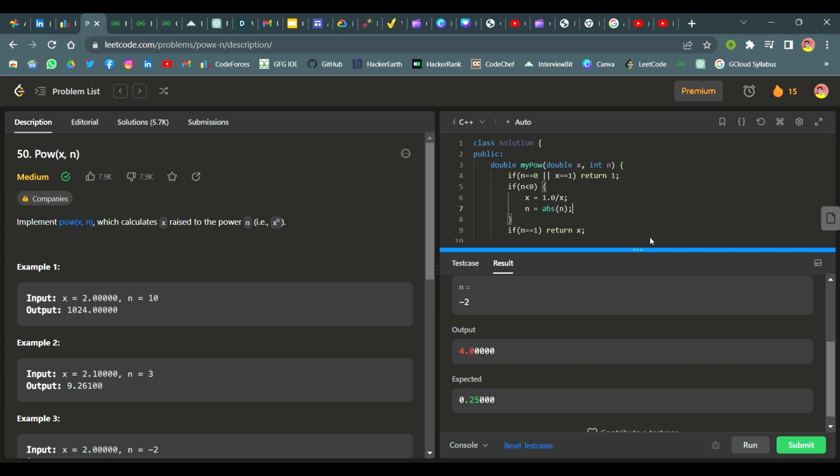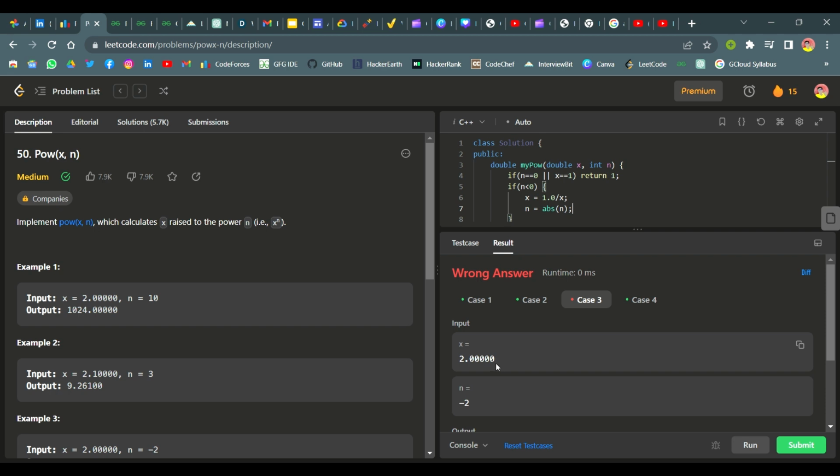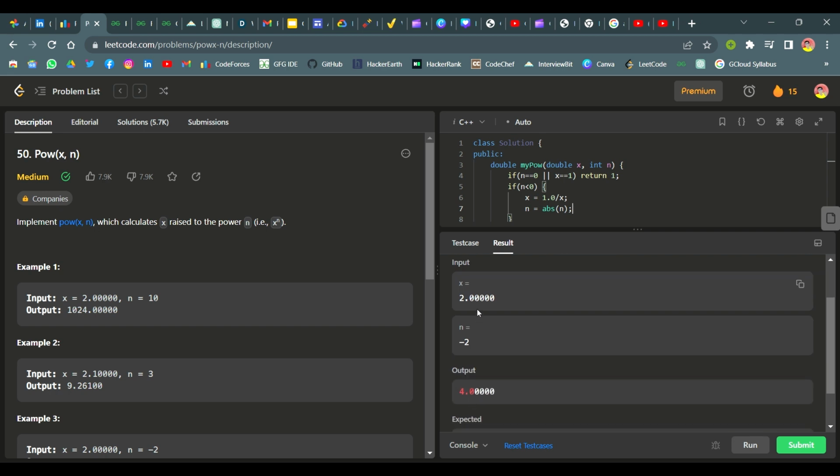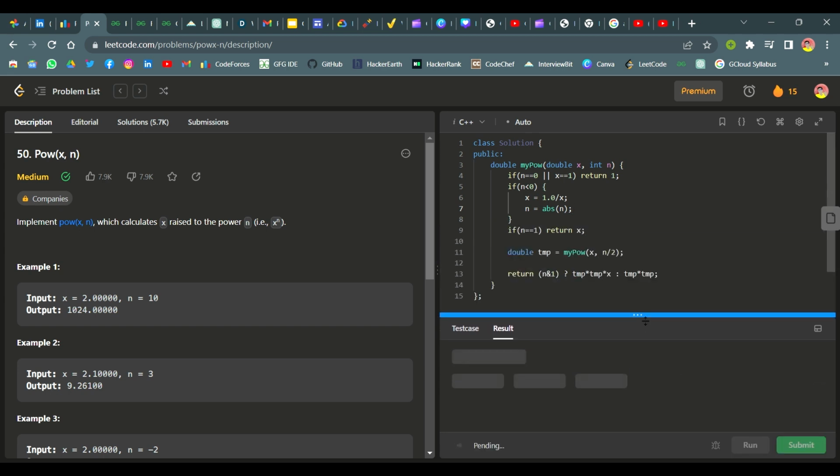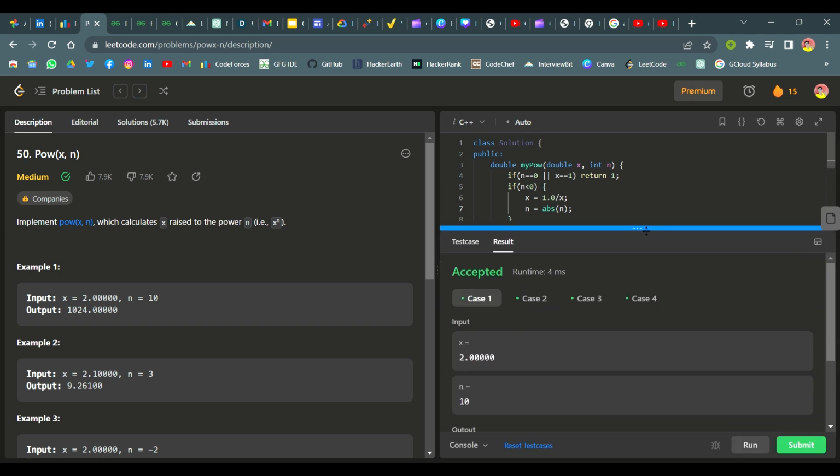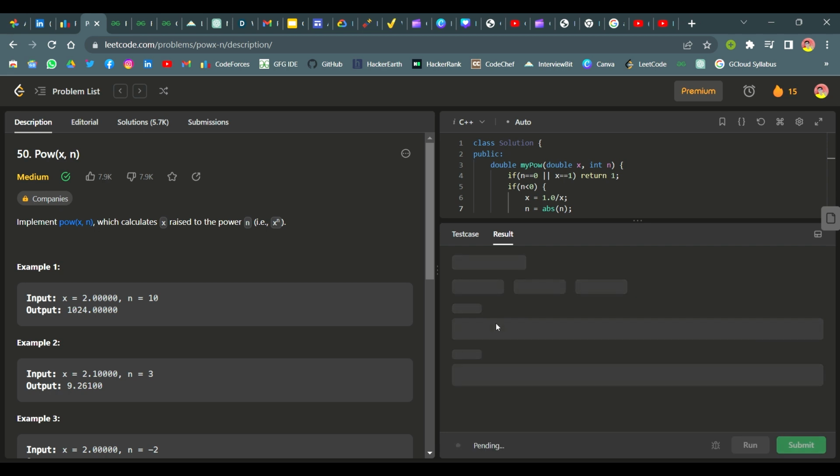So in this example we just converted 2 to 1 by 2, that becomes 0.5, and now we just need to calculate the power of 0.5 raised to the power 2. So that is similar to 2 raised to the power minus 2, and we just run it. It gets accepted and we submit it.